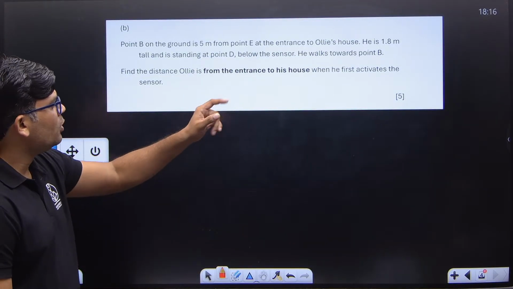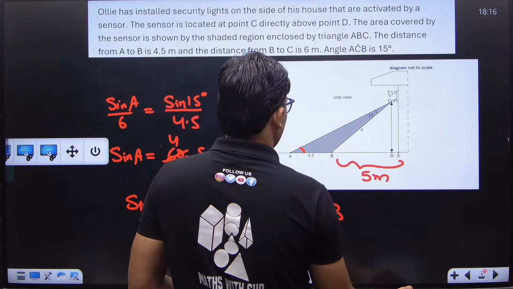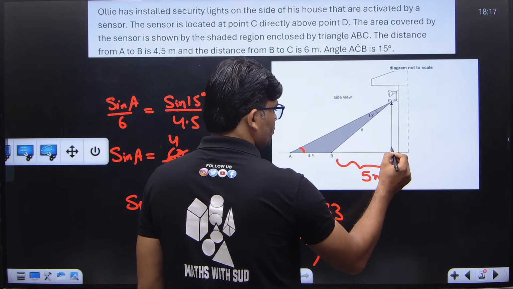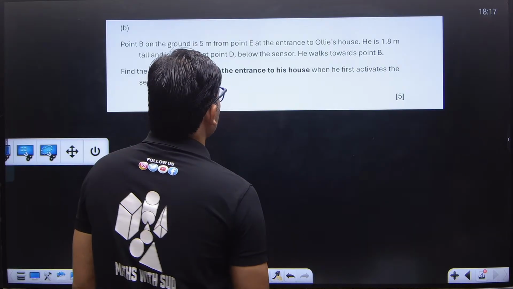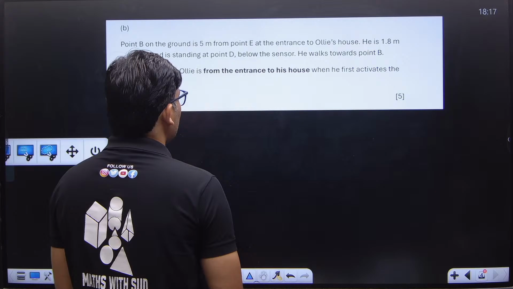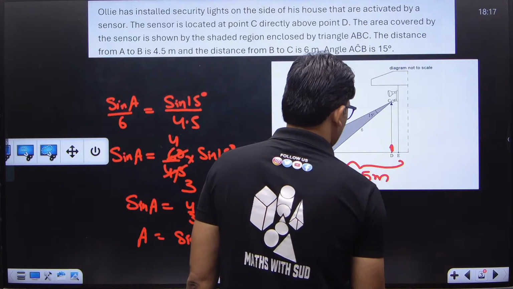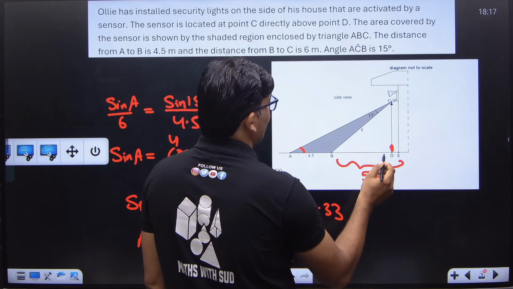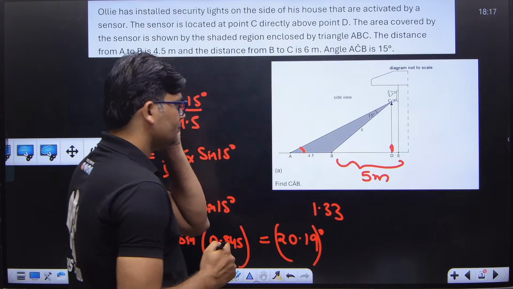At the entrance of Oli's house, he is 1.8 meter tall, standing at point D. So this is point D. Suppose he is this much tall, 1.8 meter. Below the sensor, he walks towards the point B. Find the distance Oli is from the entrance to his house when he first activates the sensor. So that means they are asking us that he is standing at point D. So DE is not given to us.